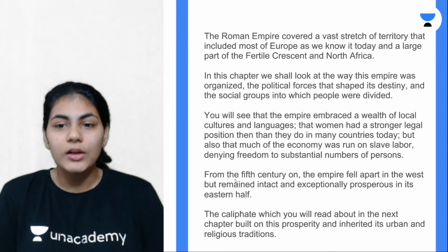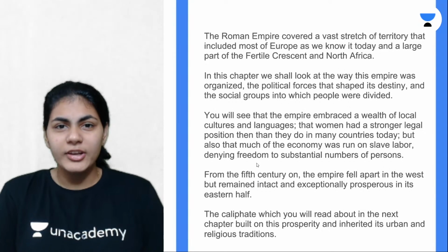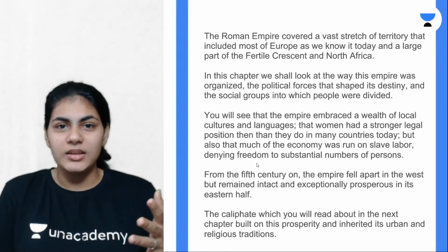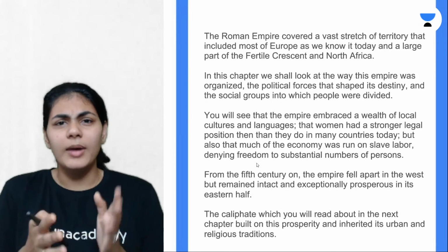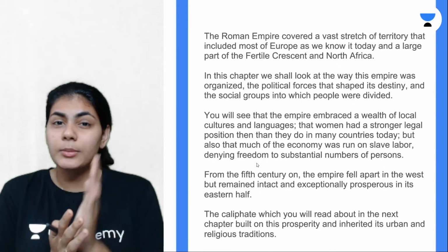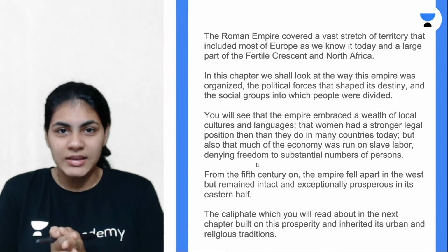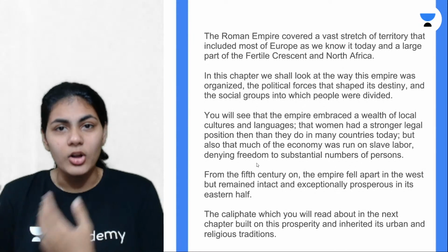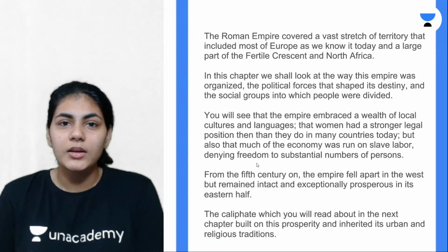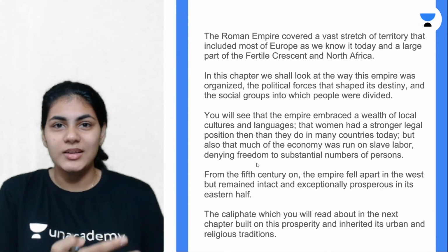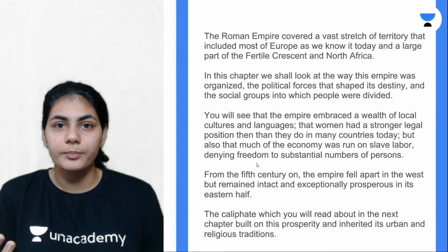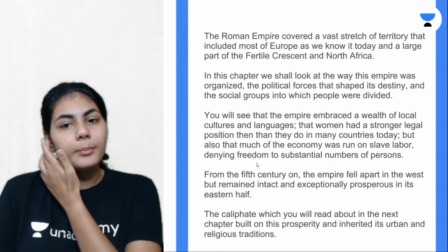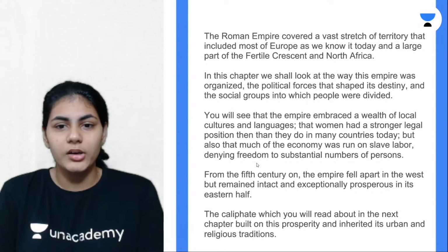Whenever you think of the Roman Empire, roughly divide it into two halves, the western part and the eastern part. The rough demarcation in your heads can be somewhere near the Mediterranean Sea. All the regions east of the Mediterranean Sea constitute the eastern half of the empire, and all regions west of the Mediterranean Sea are the western half of the empire. That is just a rough division in your head.